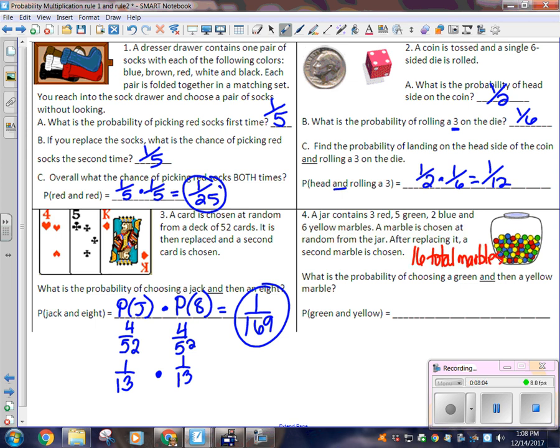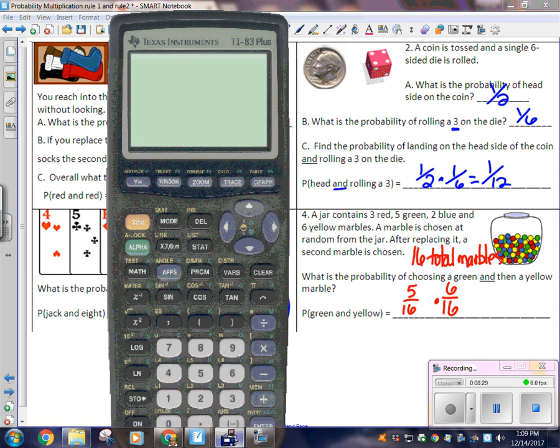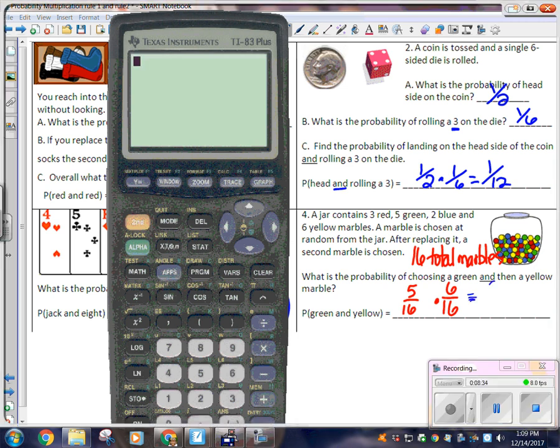So we want a probability of a green. So we have how many greens? So do the probability of a green, which would be 5 green ones out of 16 total, times, what about yellow? 6 of the 16. Now, you can multiply numerators and denominators, and your calculator can reduce it, or you might want to reduce it first. It's up to you. You do have a calculator, and I would get 30 on the numerator, and what's 16 squared?